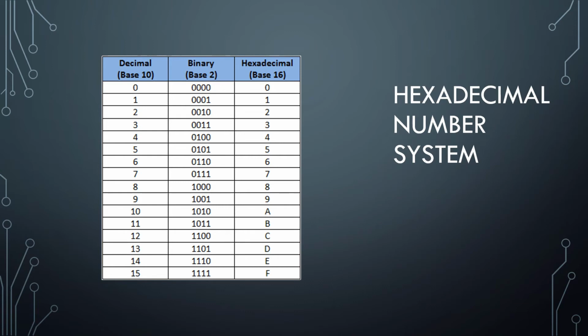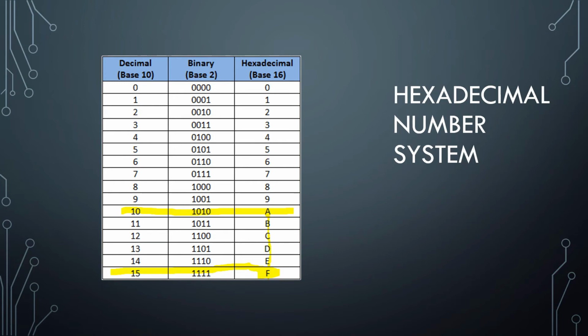So after the decimal number 9, we have 10, and we run out of digits to represent that. So what we do is we use the letter A to represent 10 in the hexadecimal system. And this continues onward. 15 is the highest number, right? We have 16 different things that we can represent in the hexadecimal system. So we go 0 to 15, and we represent 15 with the letter F in hexadecimal.